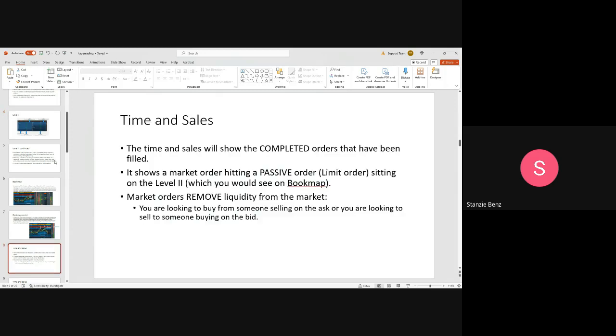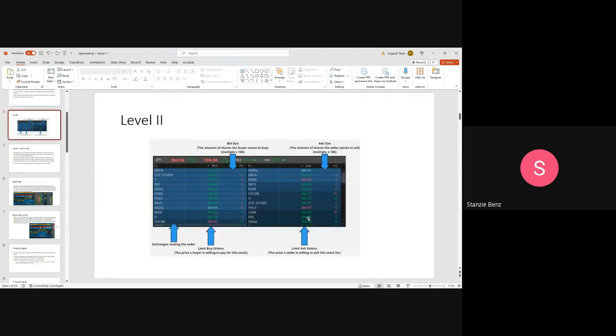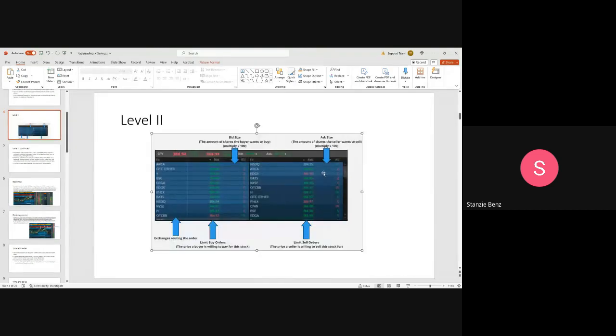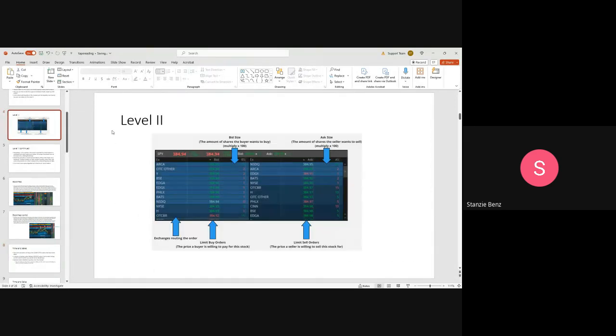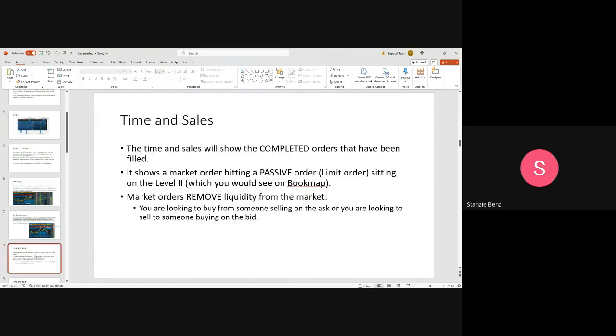buy from someone selling on the ask, right? These are sell orders sitting on the ask, or you're looking to sell to someone buying on the bid. So someone's sitting on the bid, you're looking to sell to this person. This is a limit order. He's trying to buy a share, you're trying to sell to this guy. Make sense?